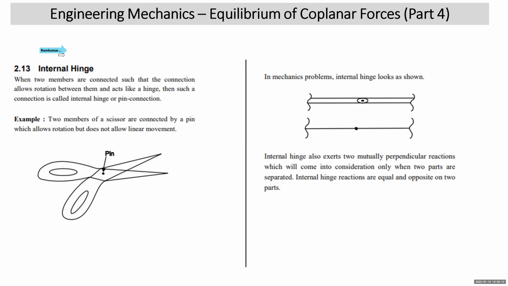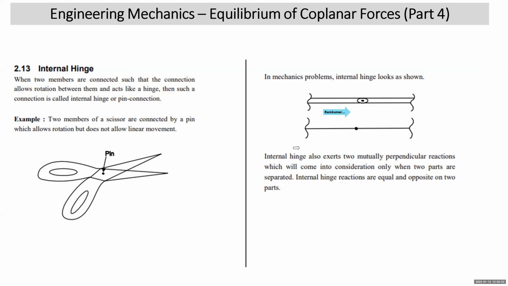You can see that we have shown a scissor here, where the two parts of the scissor are connected by a pin or by an internal hinge, so that rotation of the two parts is allowed but linear movement of the two parts is not allowed in two mutually perpendicular directions. When we are solving problems in mechanics, your internal hinge will be shown like this: two parts overlapping each other, and a big dot is marked. That shows the two parts are connected by an internal hinge. If it is a line diagram, a big dot is marked, which is also indicative of an internal hinge.